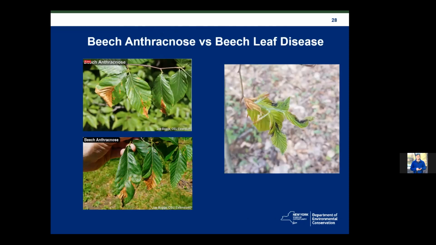Beech anthracnose versus BLD. The final lookalike we're going over today is anthracnose, which on beech looks like patches of necrotic tissue, usually at the end with the tip, but it could be towards the side. BLD necrotic tissue can be in areas along the side or striping.